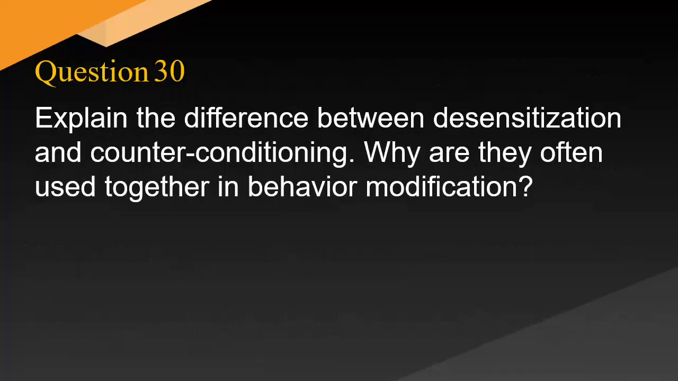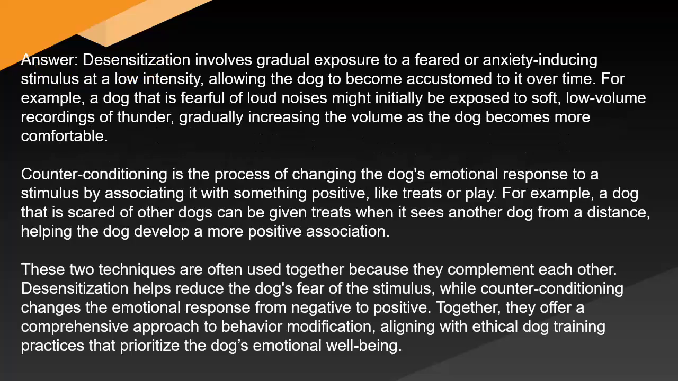Explain the difference between desensitization and counter-conditioning. Why are they often used together in behavior modification? Answer: Desensitization involves gradual exposure to a feared or anxiety-inducing stimulus at a low intensity, allowing the dog to become accustomed to it over time. For example, a dog that is fearful of loud noises might initially be exposed to soft, low-volume recordings of thunder, gradually increasing the volume as the dog becomes more comfortable.